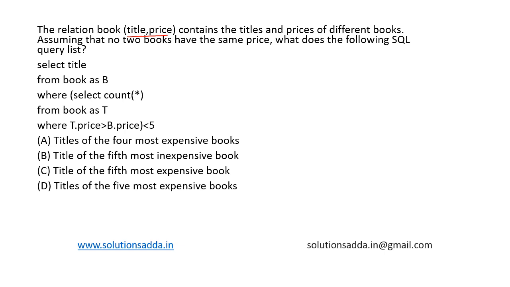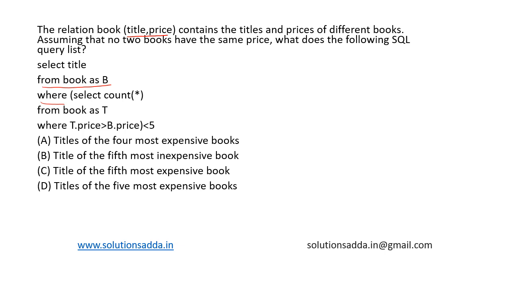Select title from book as B where (select count(*) from book as T where T.price > B.price) < 5. The outer query selects all titles from the book table. So this is the outer query.